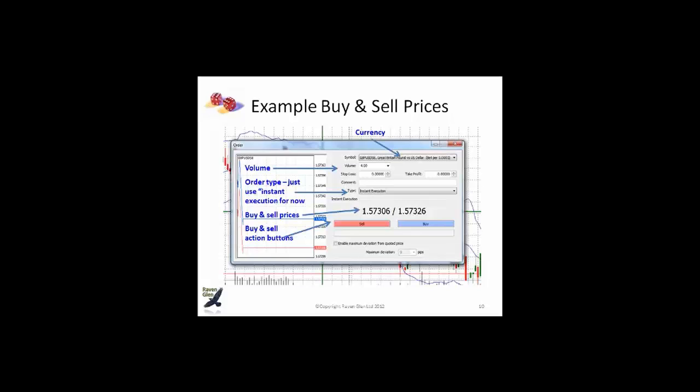And underneath those we have the buy and sell action buttons, the sell button indicated in red and the buy button indicated in blue. And it's worth pointing out here that the difference between the buy and the sell prices, you can see a variation of 2 pips between the buy and the sell price, that being the spread that we spoke about earlier in this module.